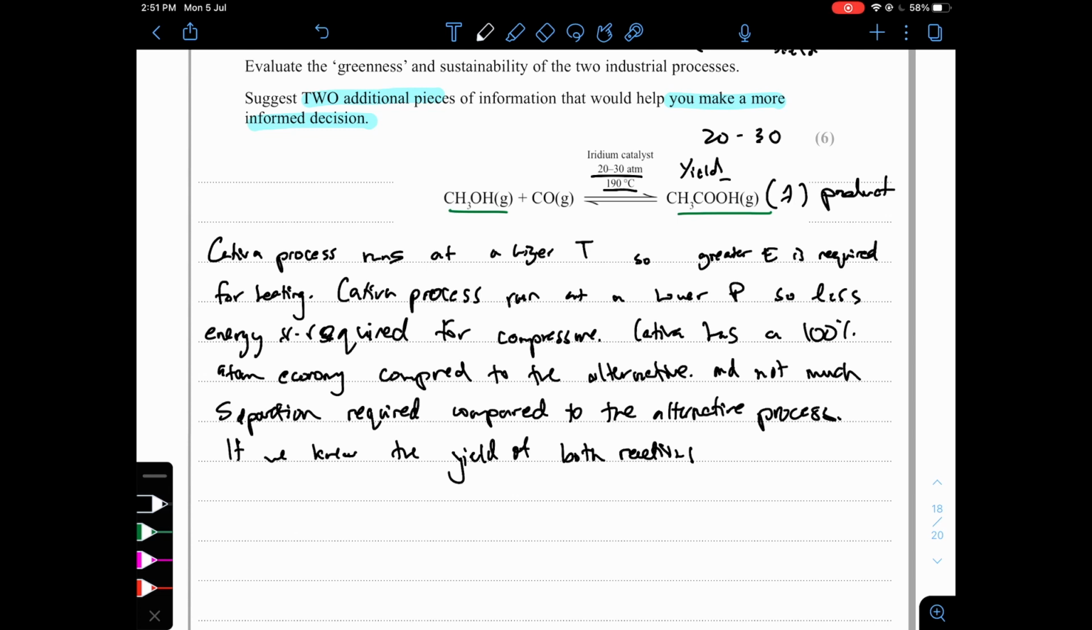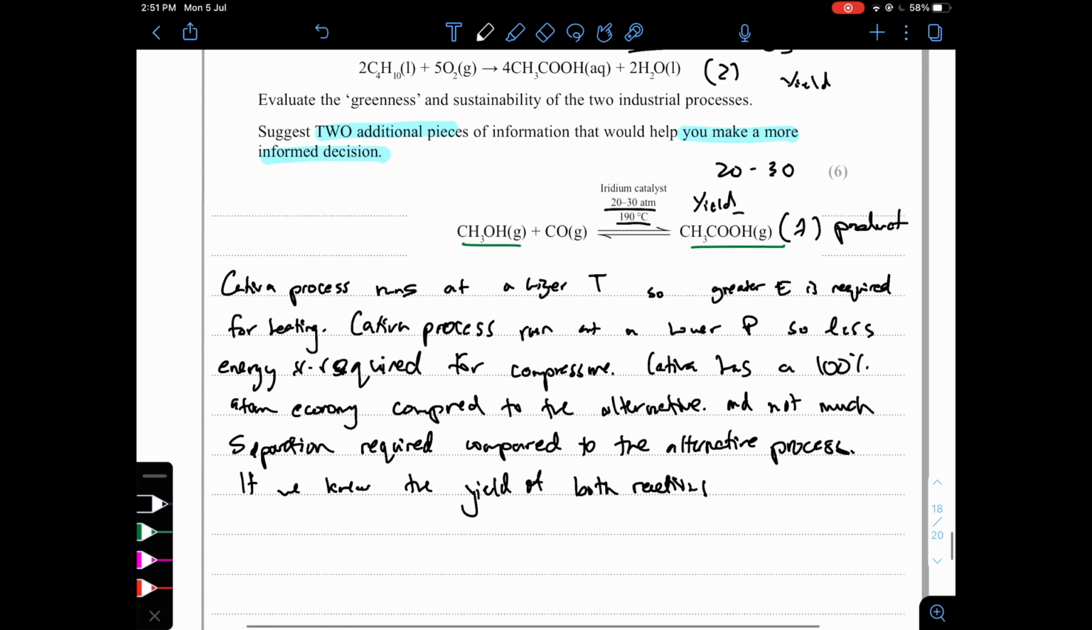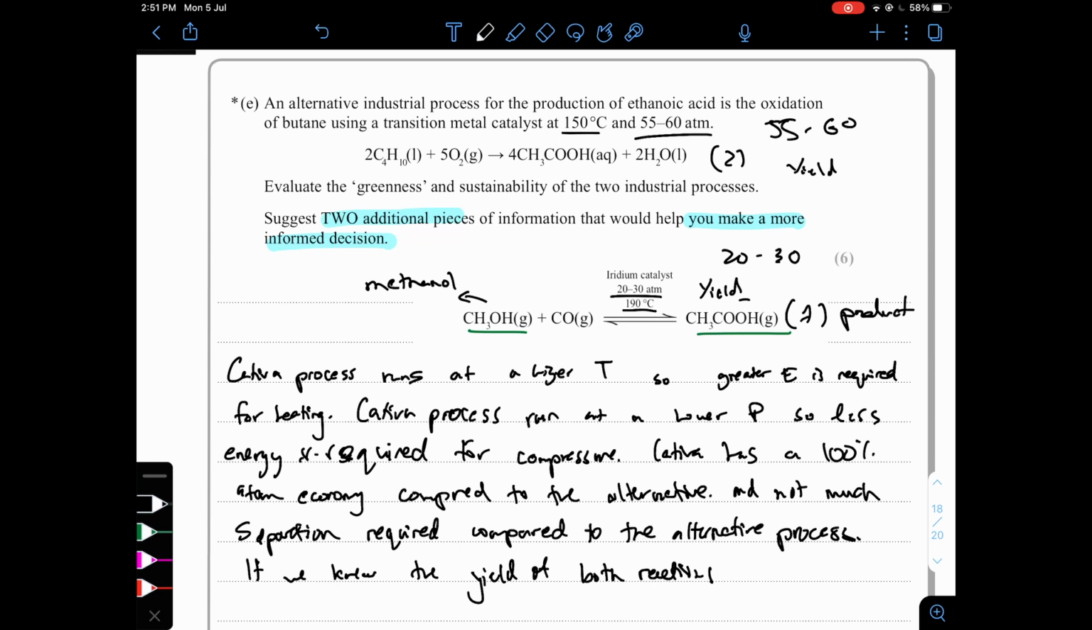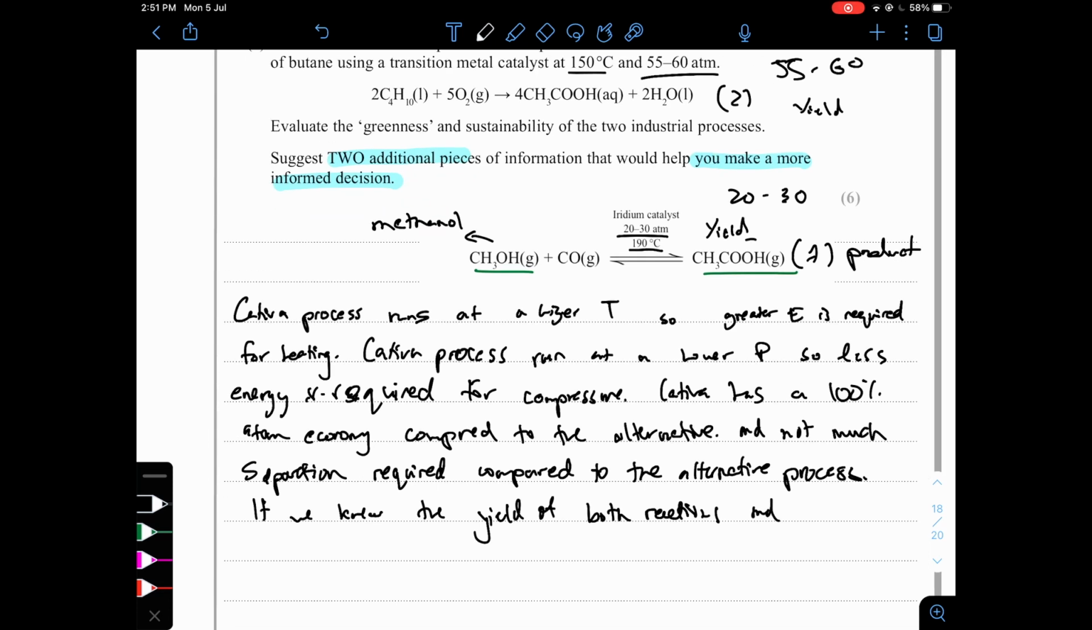If we have the yield, what else can we talk about? We know that this uses methanol, and we need to find out how renewable it is and how available it is. You can also talk about how available butane is. So if we knew the yield of both reactions and the availability of methanol and butane, it would help us decide better.